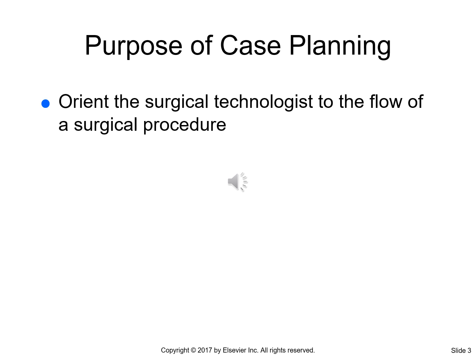The purpose of case planning is to orient the surgical technologist to the flow of the surgical procedure. Usually the circulator and the scrub will work together to prepare for an assigned case. Once they're assigned to a room, they're assigned a case. They have to look at all of the fundamentals of preoperative and intraoperative preparation, all the tasks that are involved as far as getting things ready, getting the surgeon's preferences in order and in line to have a successful surgery.